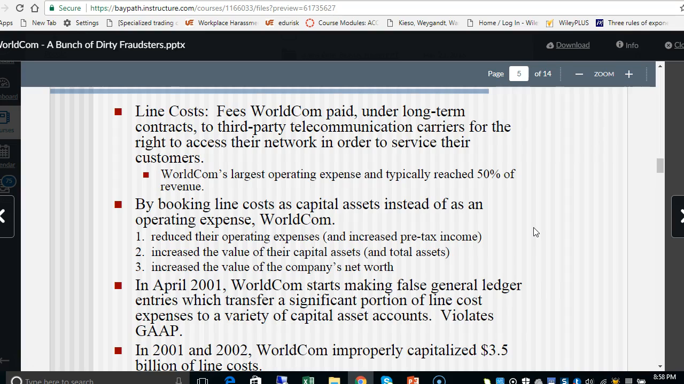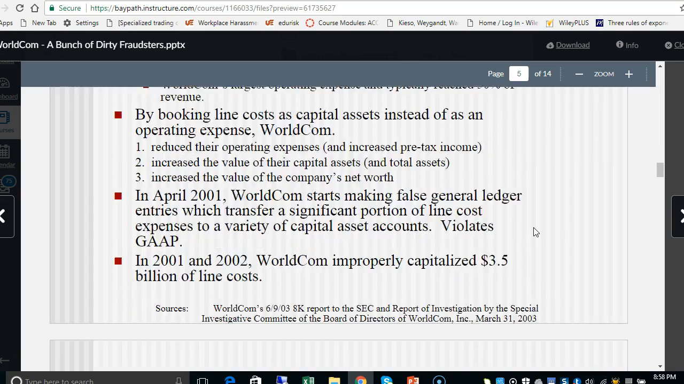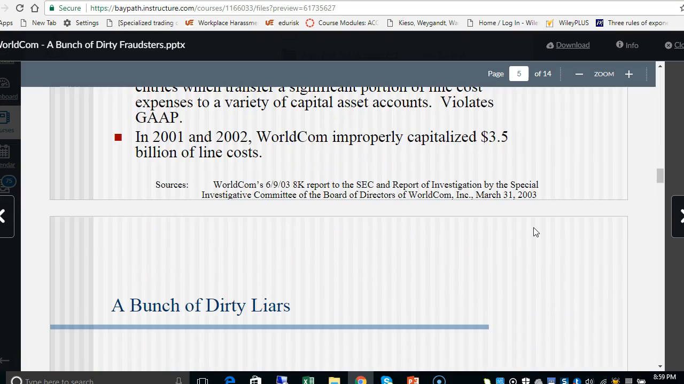WorldCom starts making false general ledger entries, which transfer a significant portion of this expense to capital accounts. This is not GAAP reporting. They approximately capitalize 3.5 to 3.8 billion of these line costs.